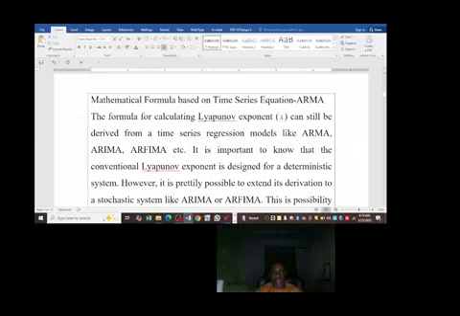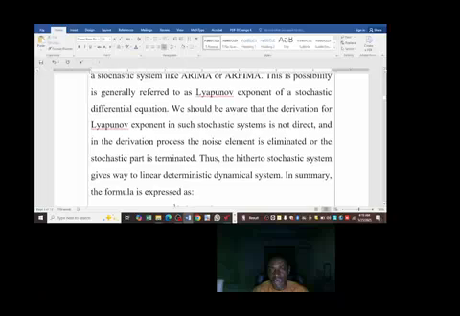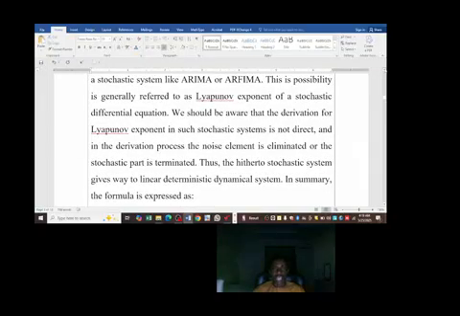But now it has been expanded to stochastic systems, such as ARFIMA, ARIMA, ARMA, etc. Even ARMA with moving average error, and all of those stochastic systems, we can derive the Lyapunov exponent from them. This is possible, and this possibility is generally referred to as the Lyapunov exponent of a stochastic difference equation.